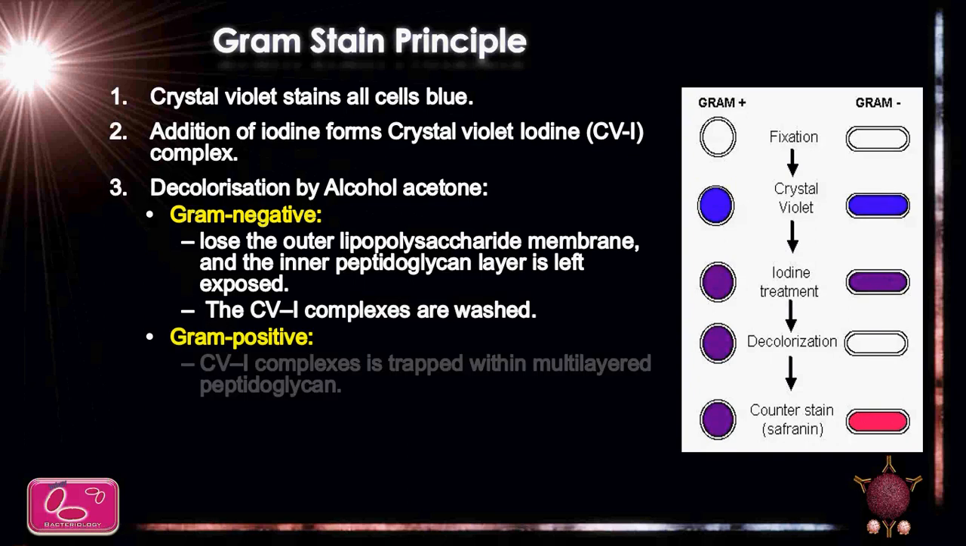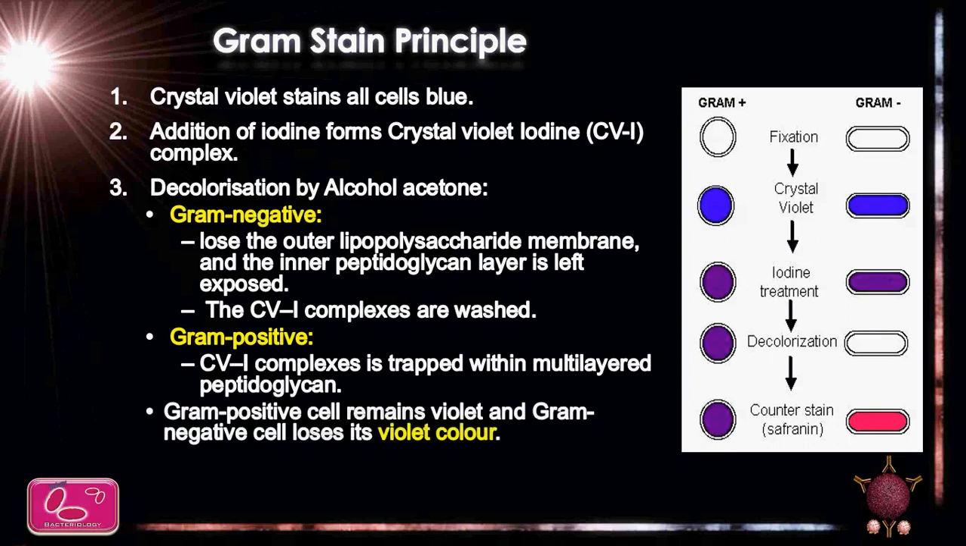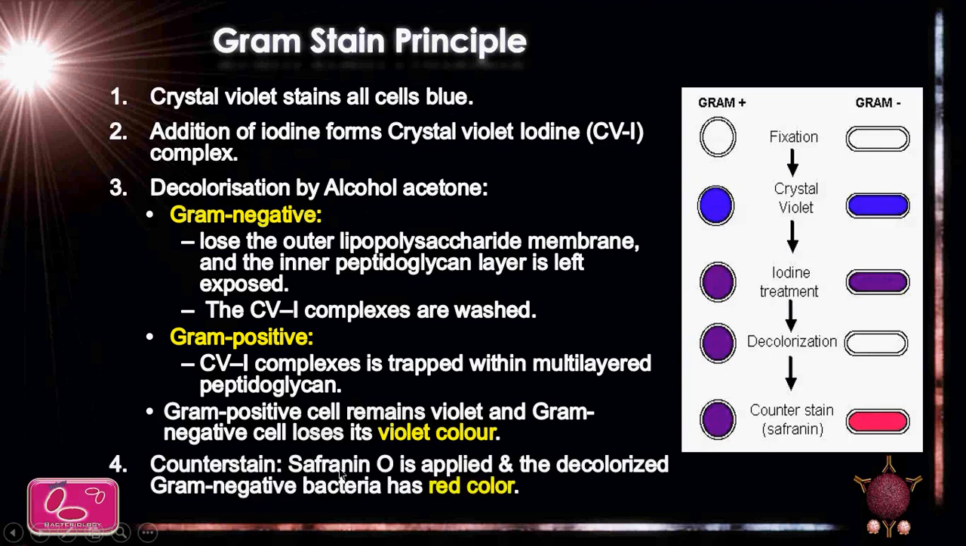So, in the gram positive, because they will be firmly fixed and trapped within the multi-layer peptidoglycans, they will not be decolorized. So they still look violet color. As you can see, after decolorization with alcohol acetone, the gram positives are still violet, and the gram negatives are colorless. So now we add a counter stain known as safranin, which is red.